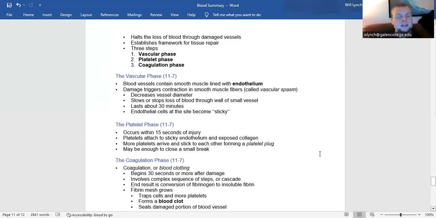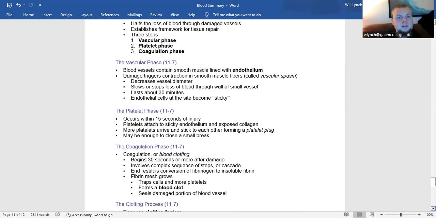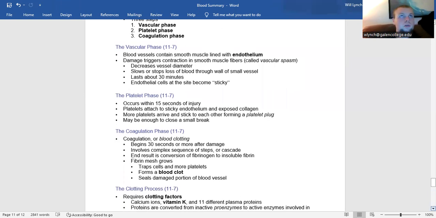Secondly, we have the platelet phase. This is going to start about 15 seconds after injury or so. The platelets are going to attach to that endothelium that's been damaged and also to the collagen of the exposed connective tissue at the site of damage. As soon as platelets start to stick, they aggregate more and more platelets as they arrive to that site, and they stick to each other, forming a platelet plug.